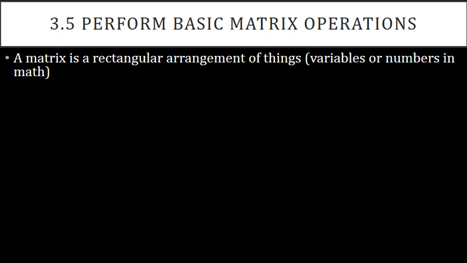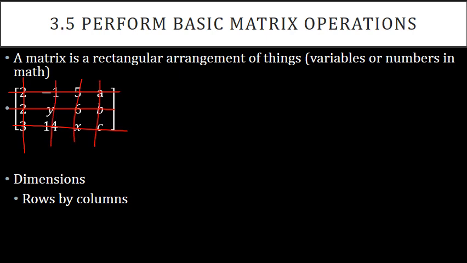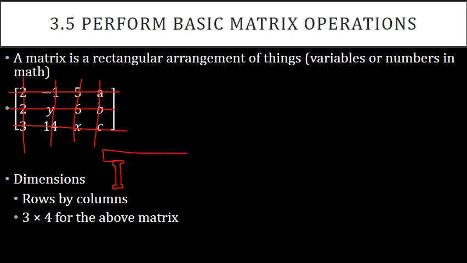The math definition is a matrix is a rectangular arrangement of things, variables or numbers in math, such as this. That's a matrix. The dimensions are the size of the matrix, and we always do it rows by columns. So up above, we've got 3 rows, 1, 2, 3, and 4 columns. Rows go sideways, columns go up and down. Because in buildings, these things that hold up a roof, the Greeks liked them, they're called columns. Columns go up and down.